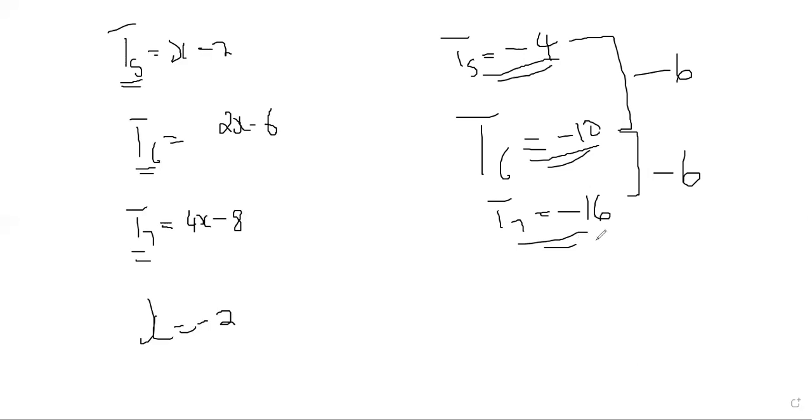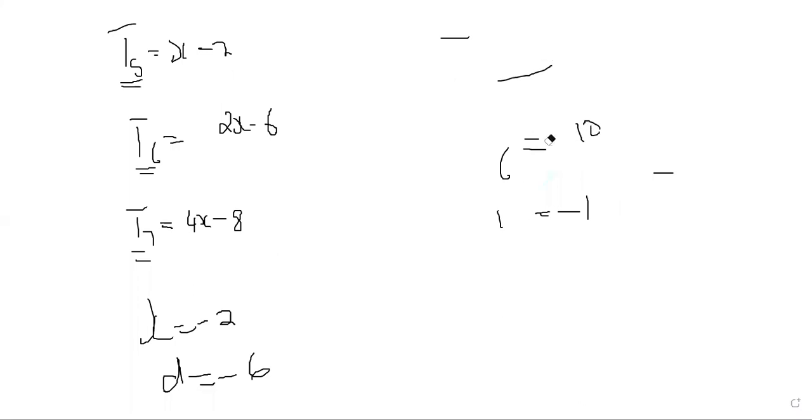So what do you have to do? The first thing is obviously to find A first, right? So how can you find A? You take any of the terms, right? We know that our D is equal to negative 6, right? So let's work it out.